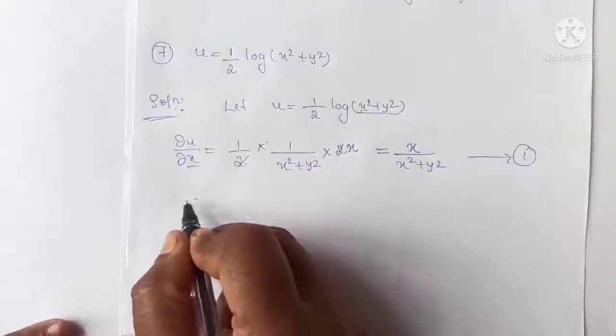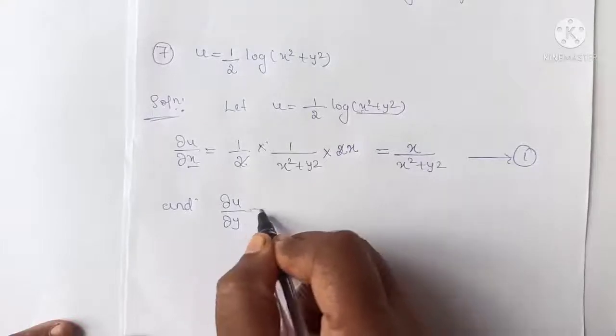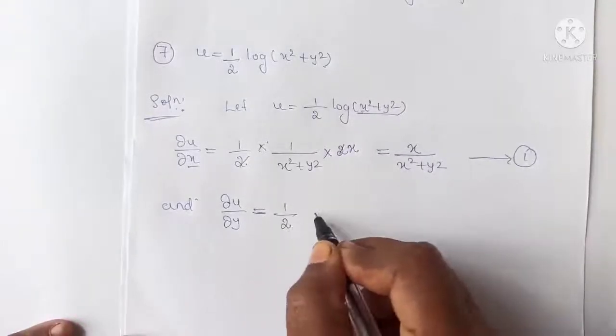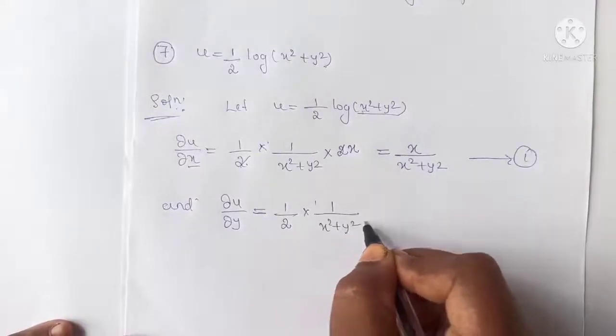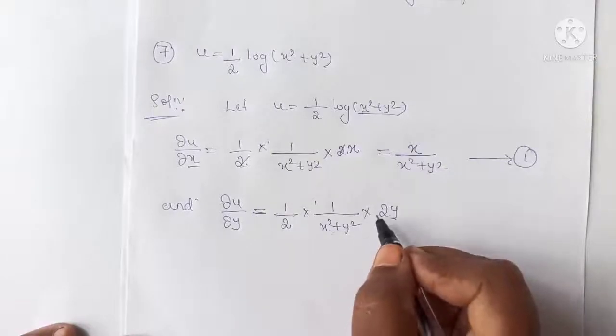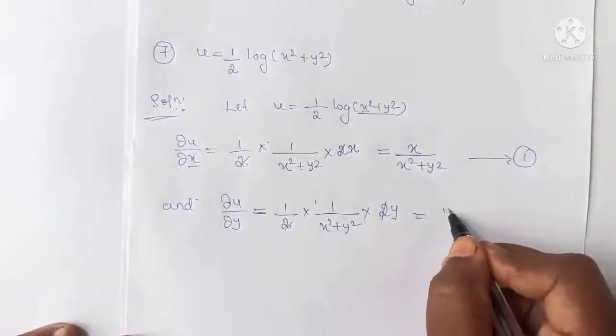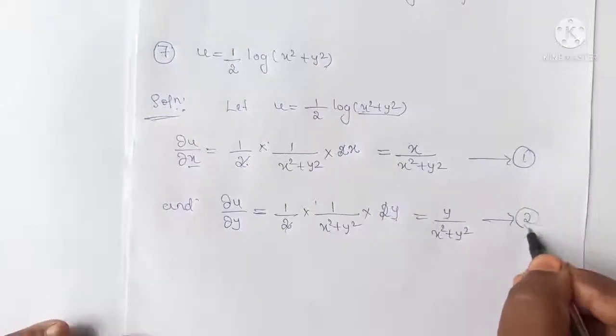Similarly, partially differentiating with respect to y, we get dou u by dou y equals 1 by 2 constant, 1 by x square plus y square into the y square differentiation, which is 2y, because x square differentiation is 0. Then the 2 cancels, we get y divided by x square plus y square. Consider this as equation 2.